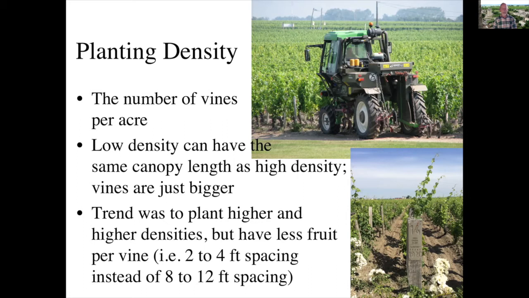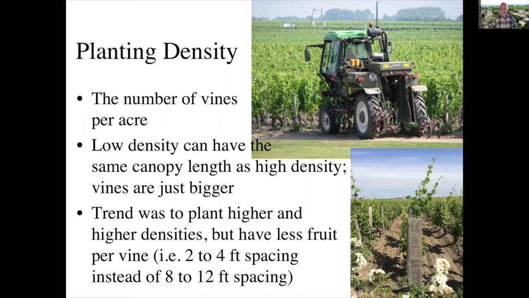The trend was and is to plant higher and higher densities, but have less fruit per vine. In the picture here, you're seeing grapevines at Cheval Blanc in the Bordeaux right bank region, a very famous winery. These grapevines are planted within 1 to 2 feet of each other with very narrow rows, as you can see in the bottom corner here, using tractors that go over the rows with their wheels going down the rows. So this is maximum density in the vineyard.